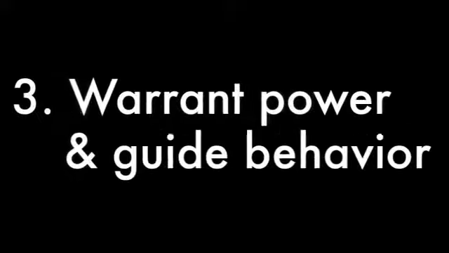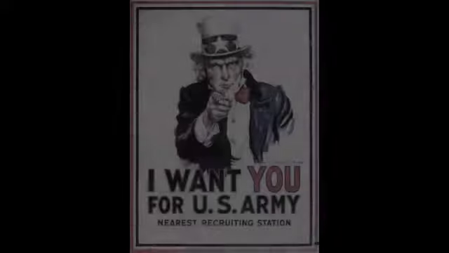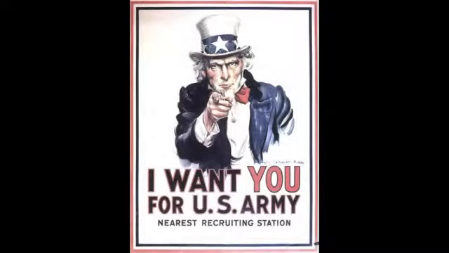The third criteria is that it must warrant the use of power and guide behavior. It must turn antisocial or unacceptable behavior into acceptable behavior. We can see this at work in the World War I image when Uncle Sam was used to recruit troops to the war effort. Some people might have viewed this as a negative behavior. However, by viewing it as Uncle Sam asking for help from the U.S. government, this changed people's minds and warranted the behavior of joining the war effort.